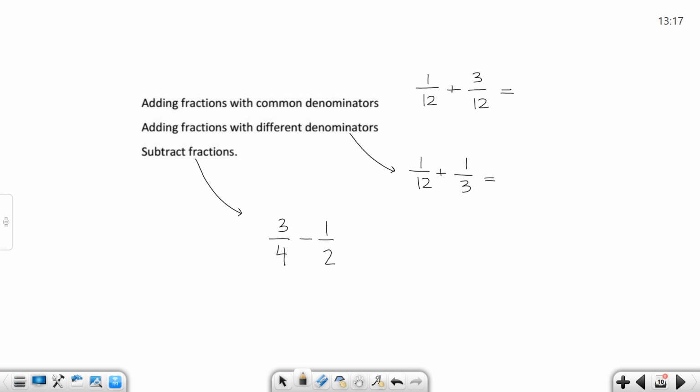Okay, so then we want to add fractions. So I've got 3 different ones here. Add fractions with common denominators, add fractions with different denominators, and subtract fractions.